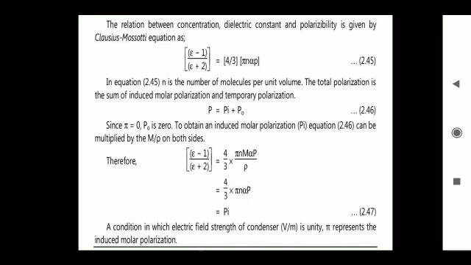By including molar polarization, the equation can be multiplied by M by rho on both sides. You will observe the following: epsilon minus 1 by epsilon plus 2 into M by rho is equal to 4 by 3 pi n alpha M by rho. This is the condition in which the electric field strength of the condenser V by m is equal to unity. Pi represents the induced molar polarization.